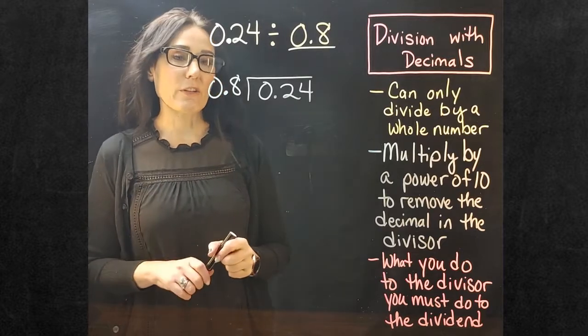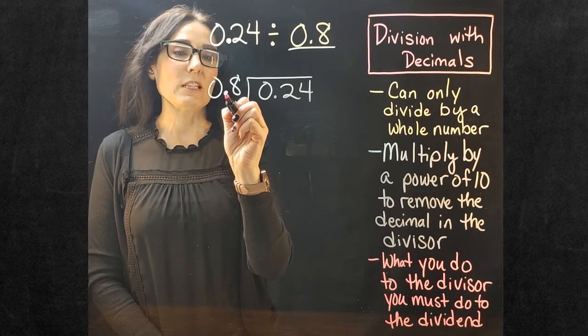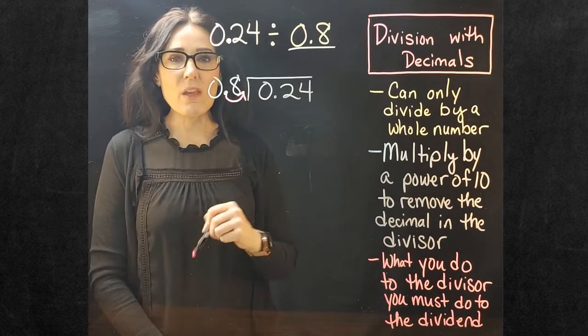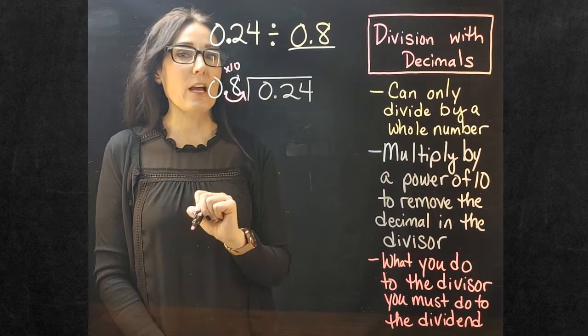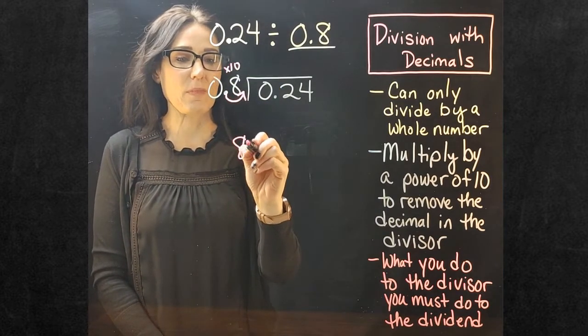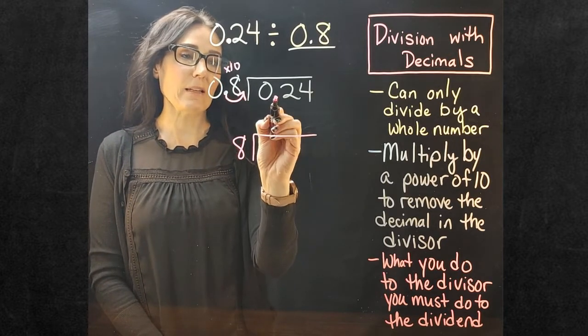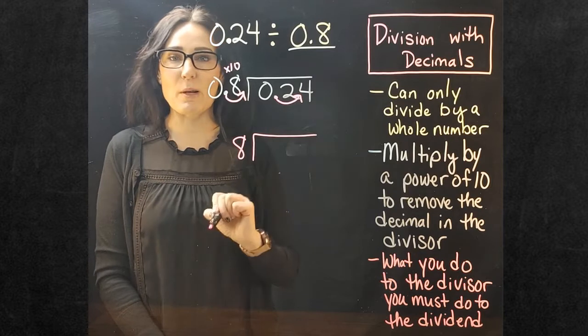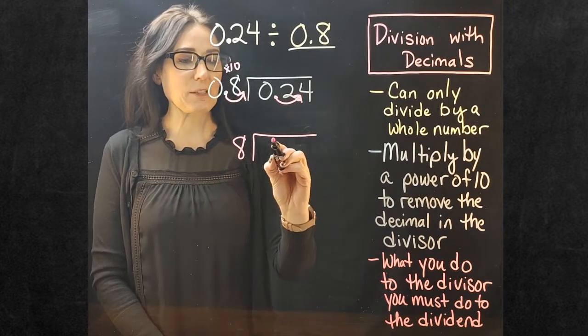So we're going to go ahead and get rid of that, and to do that, we're going to multiply by 10. I know if I move this decimal one place, you could say we're multiplying that number by 10, and it now becomes an 8. All right, and if I take this number and I multiply it by 10, I'm going to move the decimal one place, showing I multiplied it by 10, it now becomes 24 tenths.